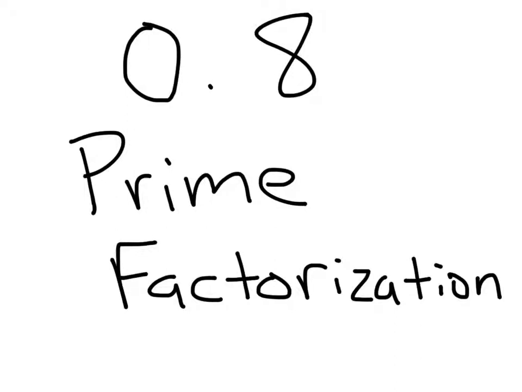In section 0.8, we are going to talk about how to find the prime factorization of numbers. Before we move on to prime factorization, we're going to talk about prime numbers. Remember, a prime number is a number whose only two factors are 1 and itself.